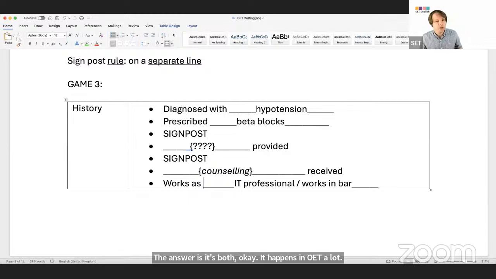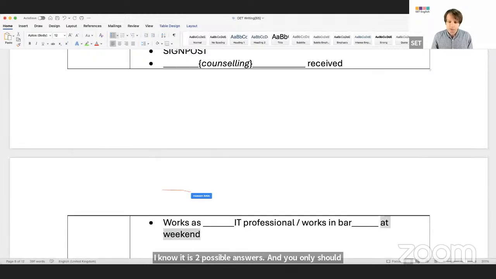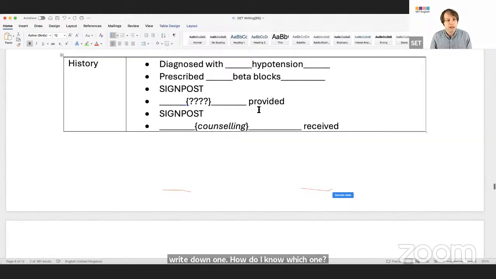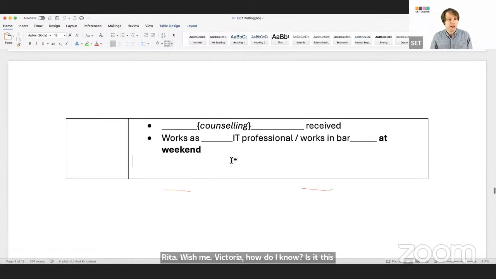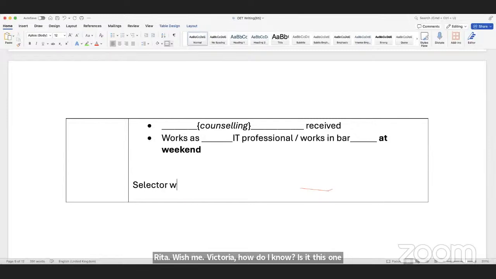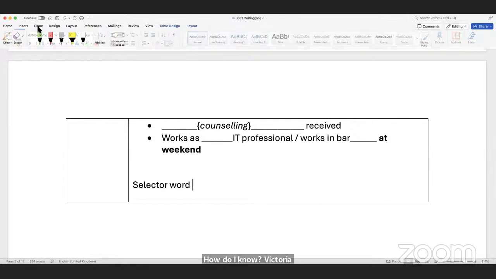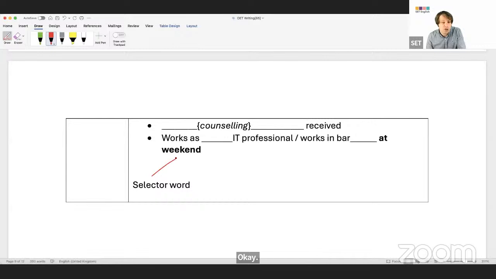Well, the reason it's kind of a trick question, I'm tricking you, Victoria. The answer is that they will always put something like this. They will always put something like that there. I call this, guys, what do I call this? Selector. Selector word, okay. And the reason that's there is to make sure that you choose the right one.